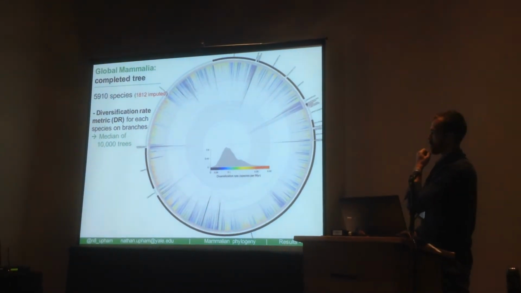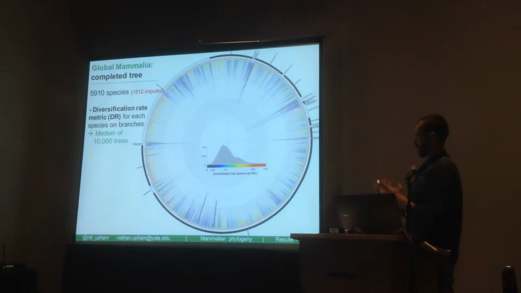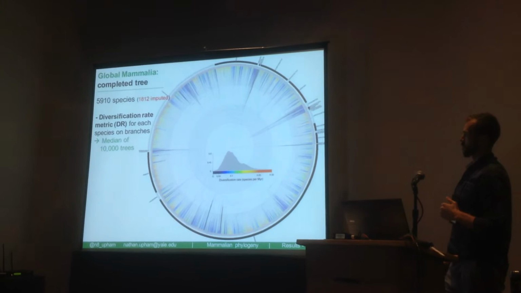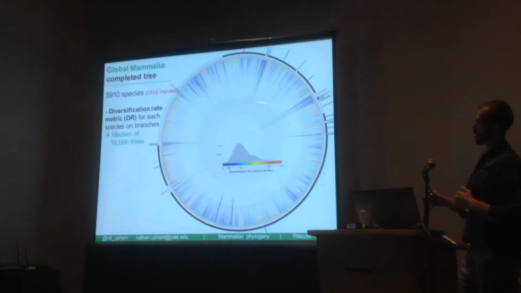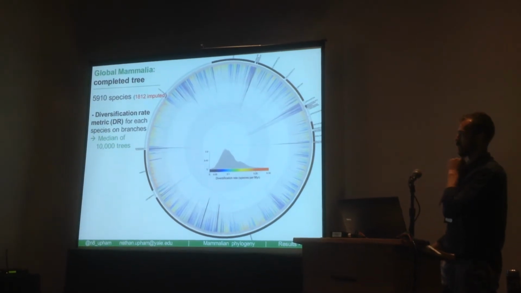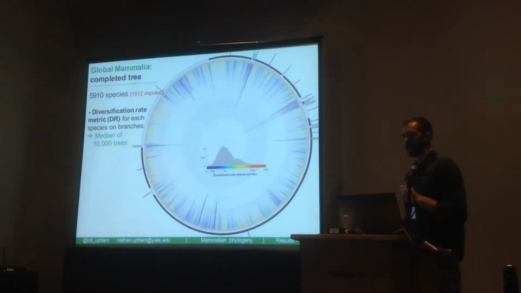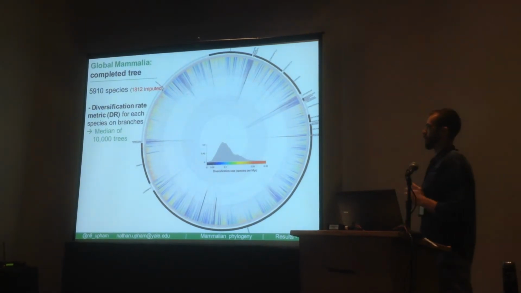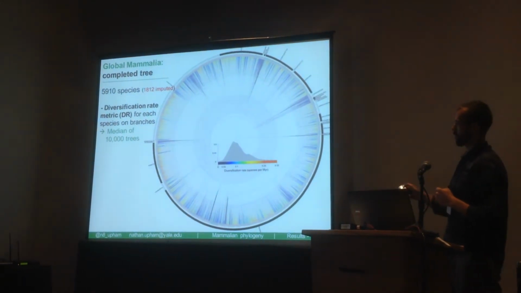This is the full thing stitched together, right? So it ends up being sort of dramatic looking. The branches here are colored by diversification rate, this DR metric. And this is the median across 10,000 trees of the posterior sample.